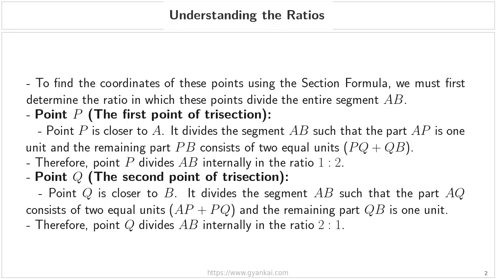Next, let's examine point Q, our second point of trisection. This point is positioned closer to point B in this case. The distance from A to Q covers 2 of our equal units. That's the distance from A to P plus the distance from P to Q. The remaining part, from Q to B, is just that one final unit. Therefore, point Q divides the segment AB internally in the ratio 2:1. Understanding these 2 different ratios, 1:2 and 2:1, is the most crucial step before we move on to the actual methods of calculation.